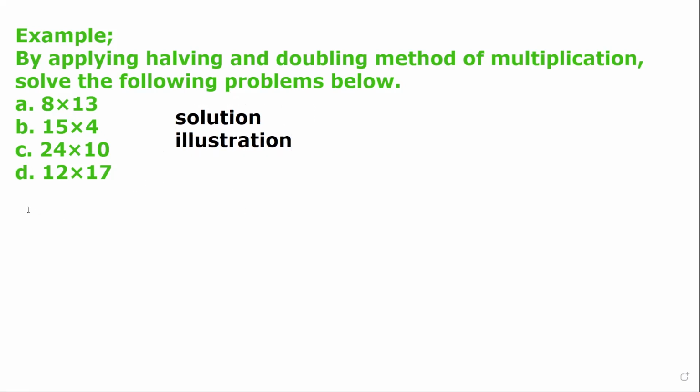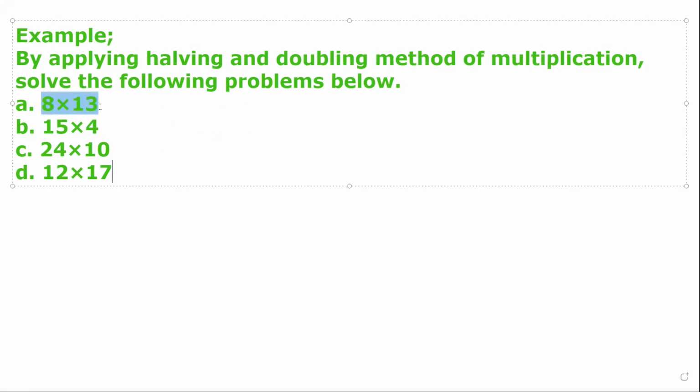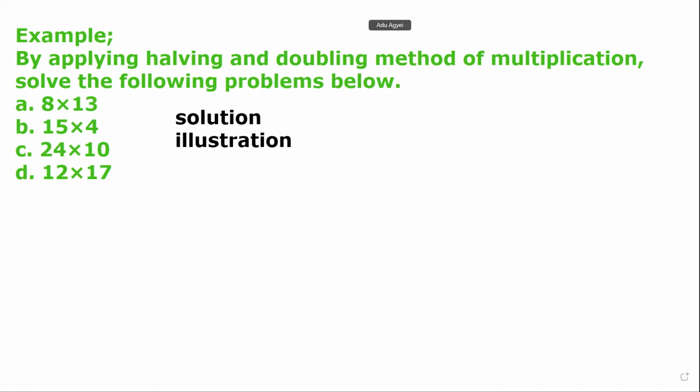Now I'm going to take them one after the other. So let's take the A. The A is 8 times 13. So the 8 times 13 here, then you identify the what?